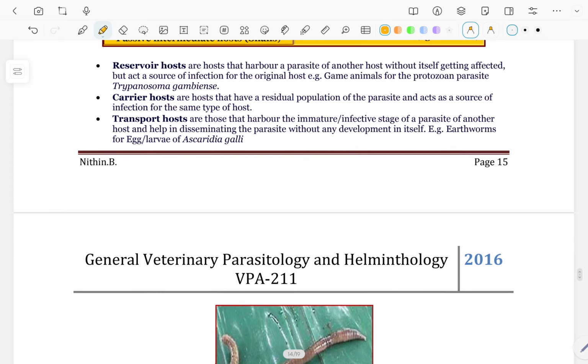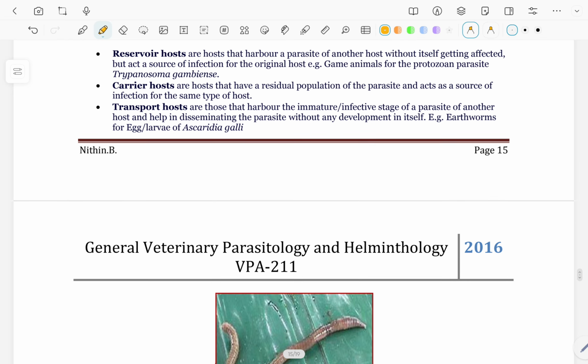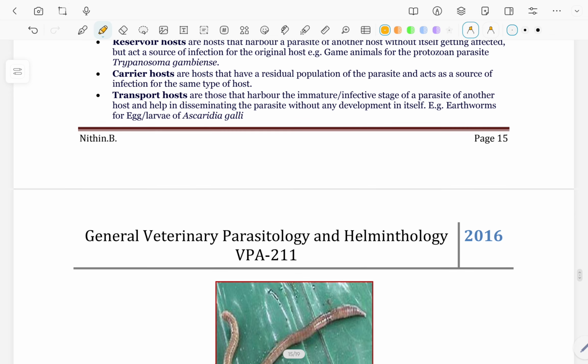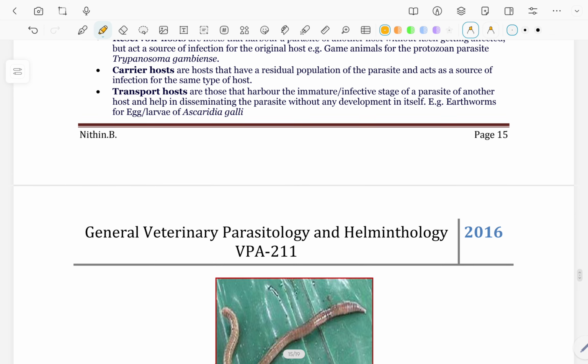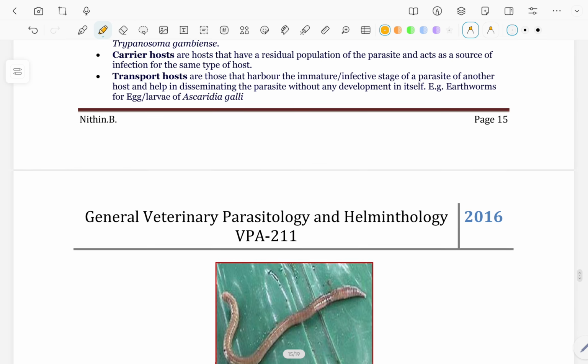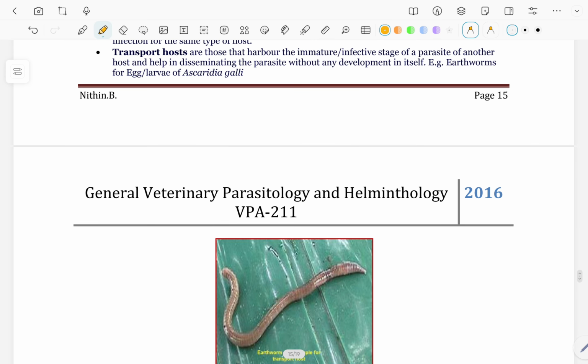Transport hosts are those that harbor the immature or infective stage of a parasite of another host and help in disseminating the parasite without any development in themselves. Example: earthworm for egg or larva of Ascaridia galli.